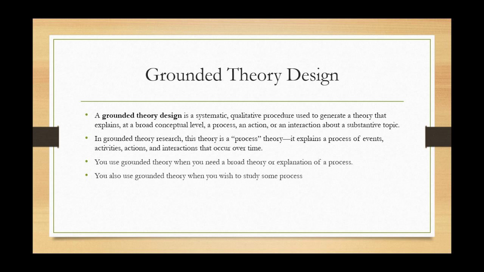So when do we use a grounded theory? We use grounded theory when we need a broad theory or an explanation of a certain process. There is a certain process that occurs, or there is a certain action or an interaction about a certain topic, then you want to give a kind of explanation of such a process, or you need to come up with a theory concerning that process. Then there is where you use what we call grounded theory.